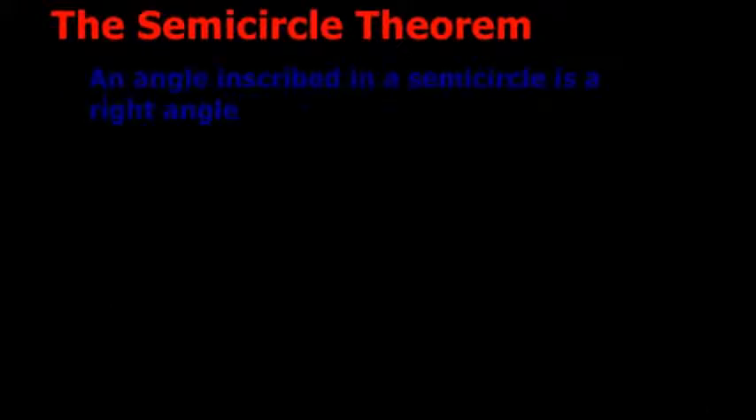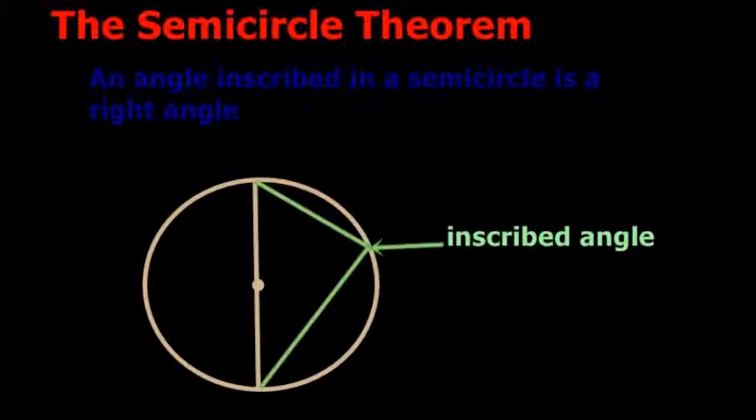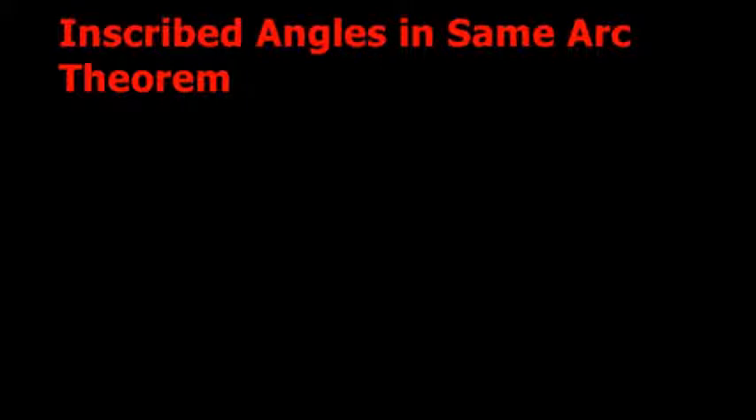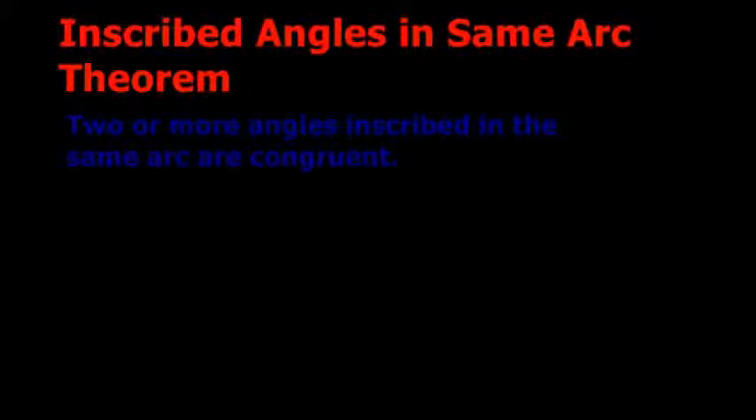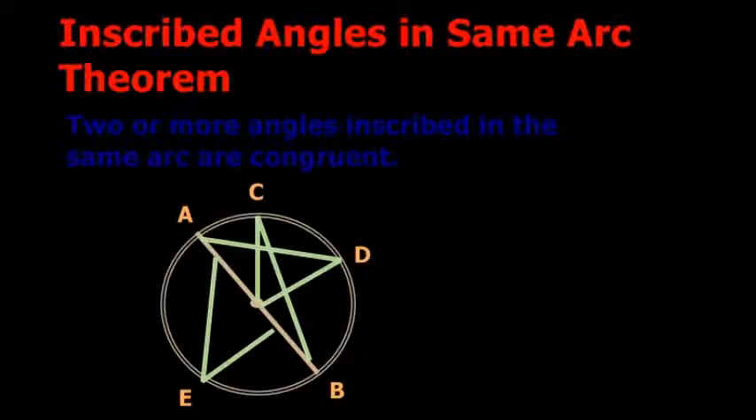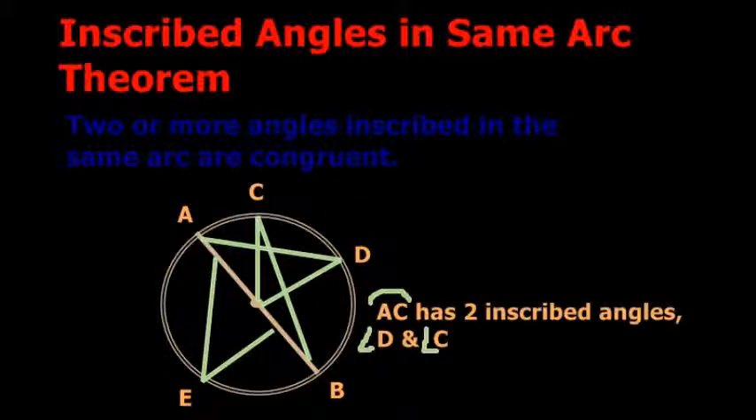The semicircle theorem. An angle inscribed in a semicircle is a right angle. Inscribed angles in same arc theorem. Two or more angles inscribed in the same arc are congruent. Arc AC has two inscribed angles, angle D and angle C.